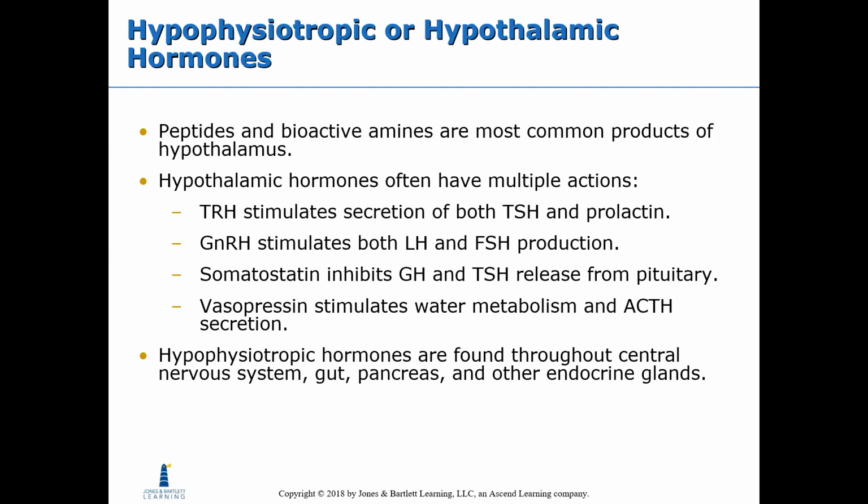Peptides and bioactive amines are the most common products of the hypothalamus. Hypothalamic hormones often have multiple actions. TRH stimulates the secretion of both TSH and prolactin, so thyrotropin releasing hormone stimulates the secretion of thyroid stimulating hormone and prolactin. Gonadotropin releasing hormone, or GnRH, stimulates both luteinizing hormone and follicle stimulating hormone production. Somatostatin inhibits growth hormone and thyroid stimulating hormone release from the pituitary. Vasopressin, also known as ADH, stimulates water metabolism and adrenocorticotropic hormone secretion.